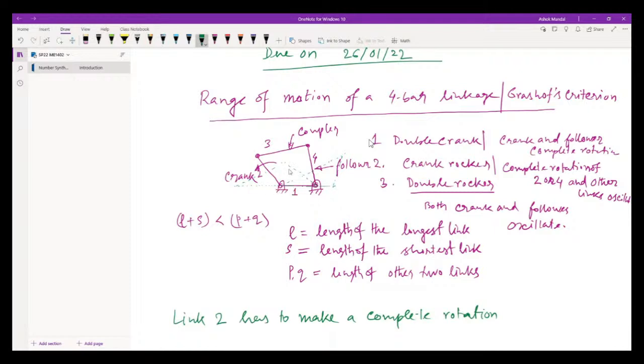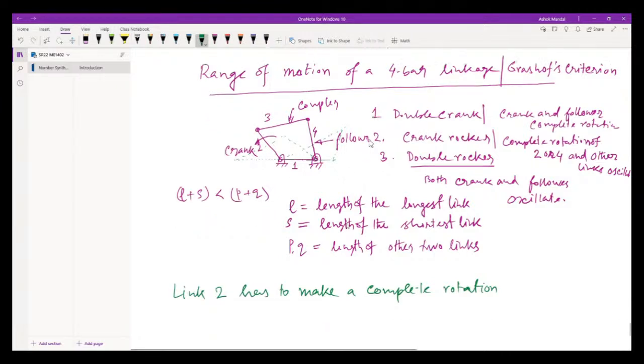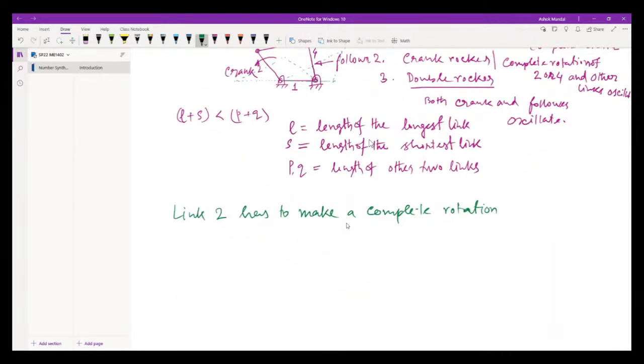So let us find out what is the condition to be satisfied so that at the extreme positions there is no restriction for link 2. In other words, we want to say that without any restriction 2 can rotate. So it has to cross these two extreme positions. Do you understand these two extreme positions?